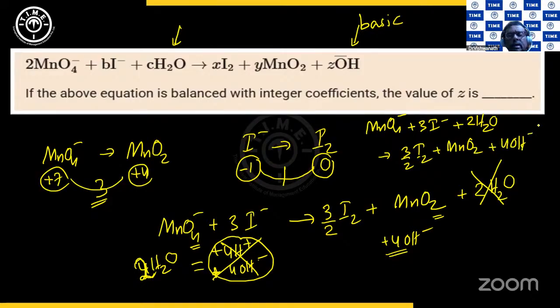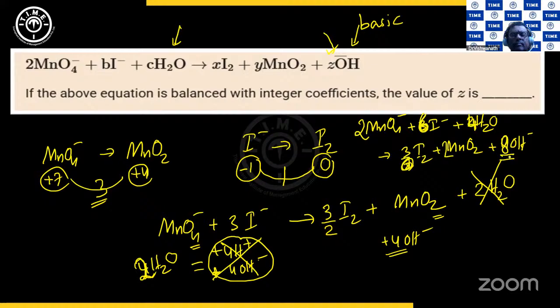But then the question said integer coefficients. The coefficients need to be integers. So I'll need to remove this half in the bottom. So I'll have to multiply this with 2. So this will become 2 MnO4 minus. That will become 6 iodides. This will become 4 H2O. This will become 3 I2. That will become 2 MnO2, and that will become 8 OH minus. So we need to find out the value of this Z, which is equal to 8.